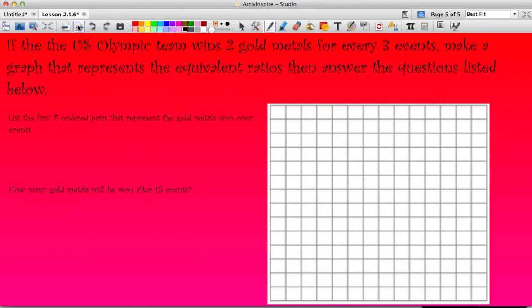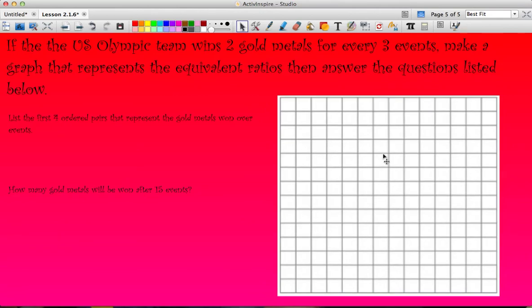All right, so what I'd like you to do is read the problem. If the U.S. Olympic team wins 2 gold medals for every 3 events, make a graph that represents the equivalent ratios, then answer the questions listed below. List the first 4 ordered pairs that represent the gold medals won over events, and then how many gold medals will be won after 15 events.